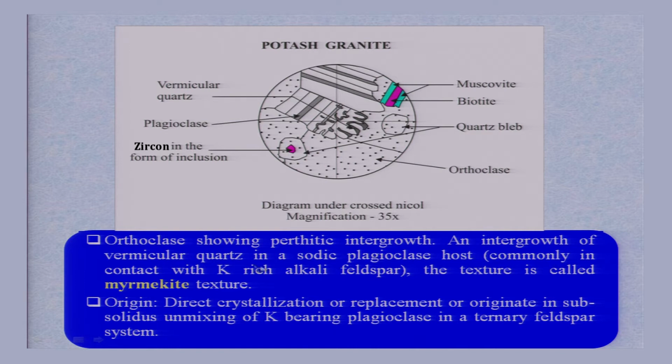An intergrowth of vermicular quartz in a sodic plagioclase host, commonly in contact with K-rich alkali feldspar, the texture is called myrmekitic texture. Origin: direct crystallization or replacement in subsolidus unmixing of K-bearing plagioclase in ternary feldspar. Unmixing also takes place in graphic texture.